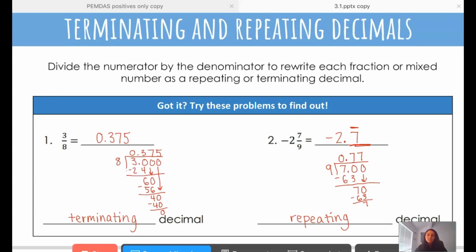All right, take a moment, check your answers with my answers. Number 1 was a terminating decimal, and number 2 was a repeating decimal.